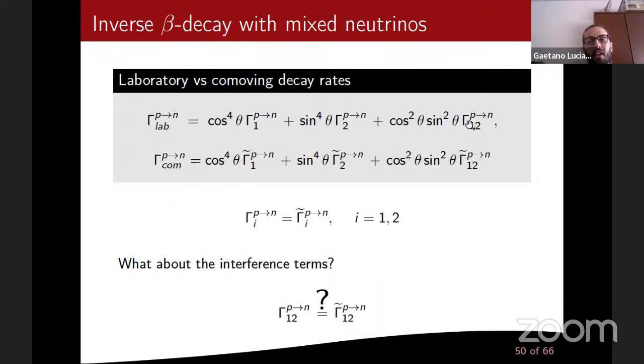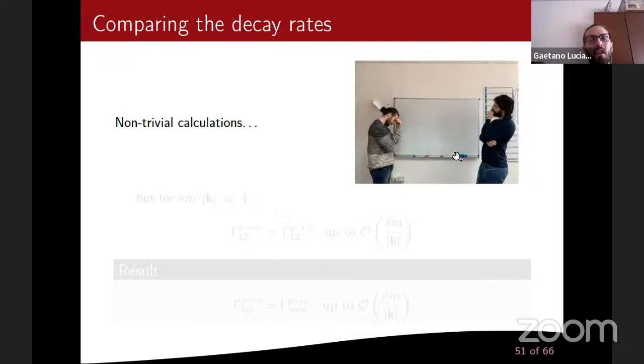So the question is, what happens to these two terms? Are they equal or not? If they are equal, we can say that the two decay rates are equal to each other. So with flavor states, we preserve the general covariance of quantum field theory. If not, there is some residual problem. So the problem again is about these two off-diagonal contributions, these two interference terms. Are they equal or not?